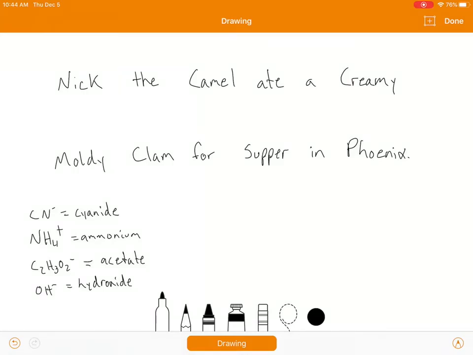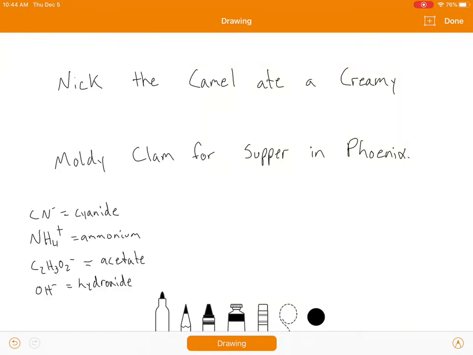Alright, so I'm going to do a quick overview of Nick the Camel. This is to help you remember your polyatomic ions. The ones I've written down here in the corner are ones you're just going to have to memorize. So cyanide, ammonium, acetate, and hydroxide. Remember, your acetate can also be written as CH3COO with the minus charge. It's the same thing, just different forms of it.